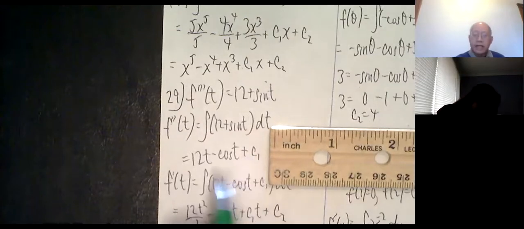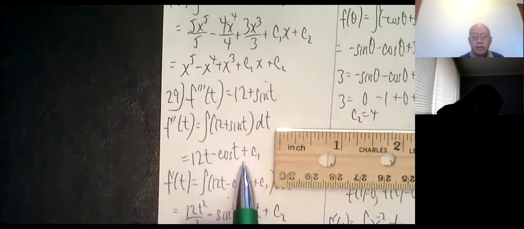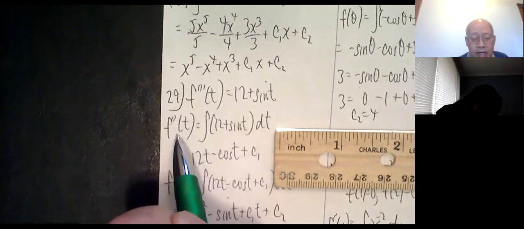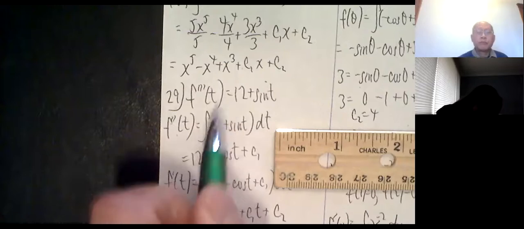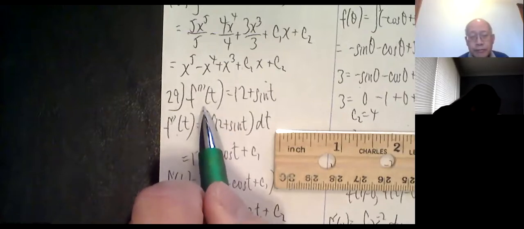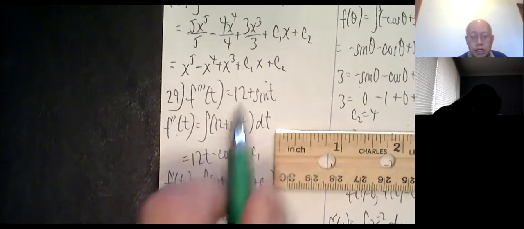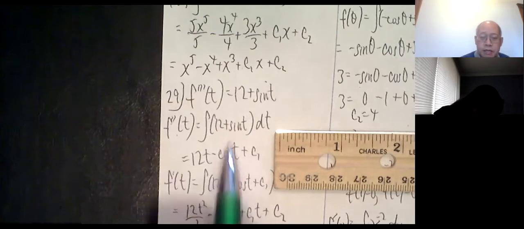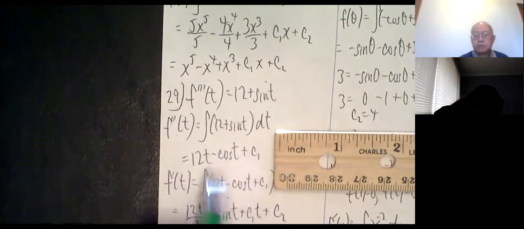Double check your answer. How do you double check? Take the derivative, right? If this is indeed correct, if this f double prime is one level up from f triple prime, so to speak, that means the derivative of this should be this, right? What's the derivative of 12t? 12. What's the derivative of negative cosine t? Positive sine t. And what's the derivative of any constant? 0. So it works.